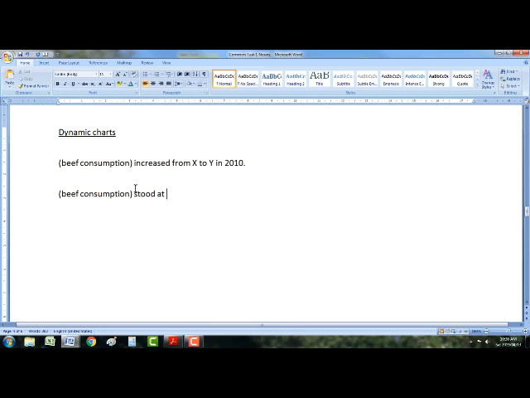Noun phrase 1 and stood at or was. We've done this before, and this is another very basic, very useful sentence that you can use. Beef consumption stood at X in 2010. This number gives you a nice reference pronoun. Increased to Y in 2010.